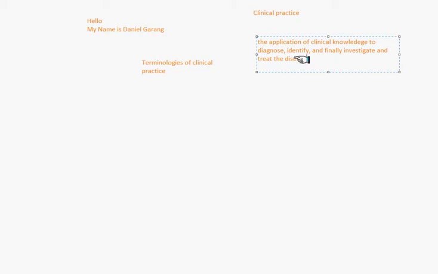So clinical practice basically is the usage of medical knowledge to treat disease, to identify, to diagnose. Treating disease is the pharmacological approach. Now, it's too much for you to handle right now if you are a first year or second year student, but if you go ahead and break it down, there are a lot of terminologies in clinical practice that we should know.